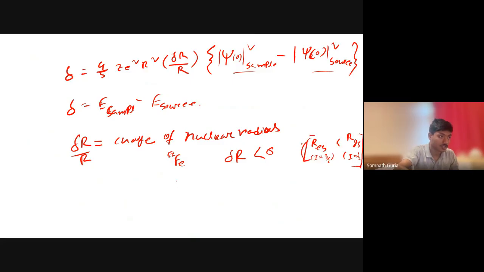But for iodine 119, this delta R is actually positive. Positive. Okay.